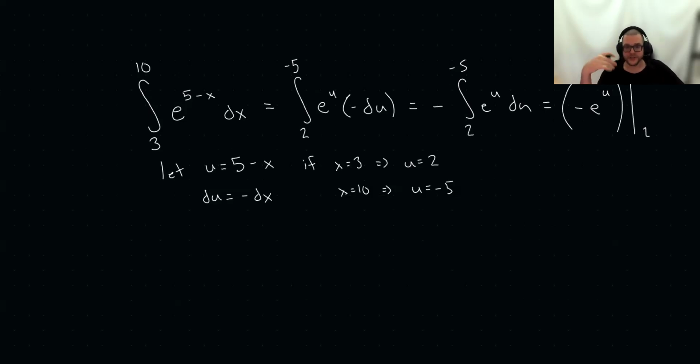Notice here, because I changed to u bounds, I don't have to go back to x. I can just plug in these u bounds and get that this is -e to the -5 minus -e to the 2, or -e to the -5 plus e to the 2. Okay, and that's an example of u substitution on a definite integral.